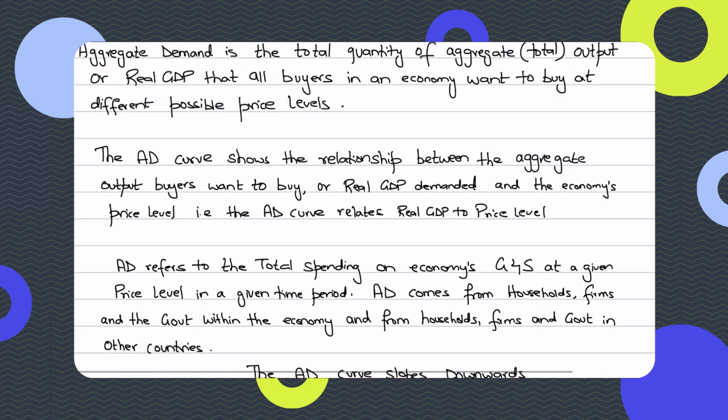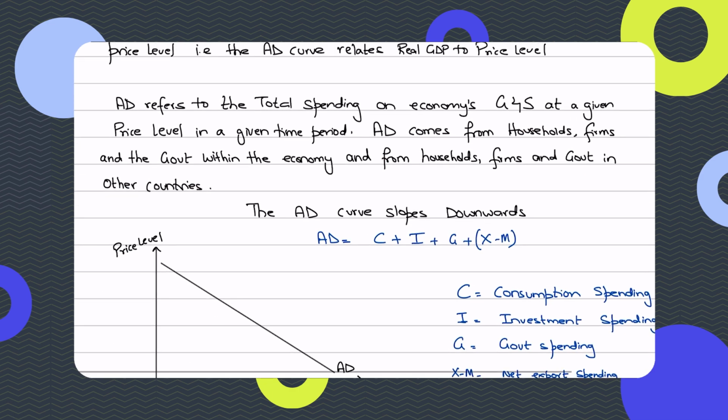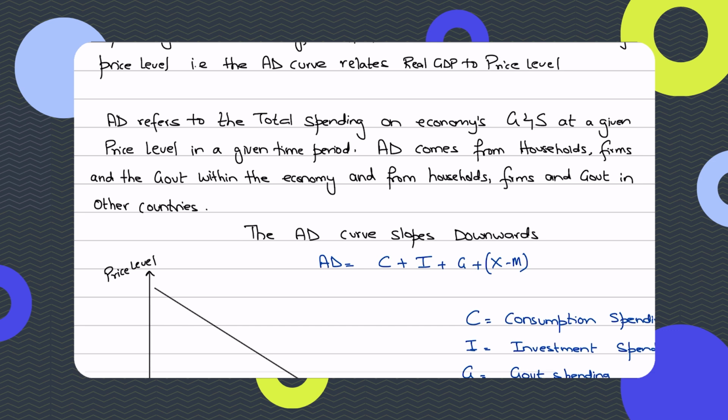So aggregate demand, first of all, is the demand of all the buyers, that is households, firms, consumers, foreign buyers as well, and the government as well, for domestic real GDP at different possible price levels. And aggregate demand also refers to the total spending on the economy's goods and services at a given price level in a given time period, right? So aggregate demand is capturing your total spending as well, right?